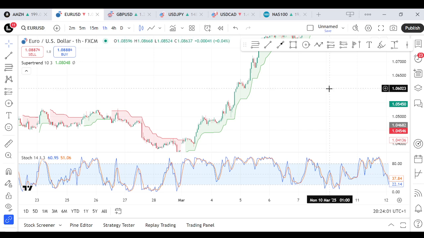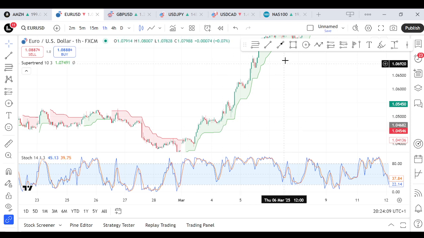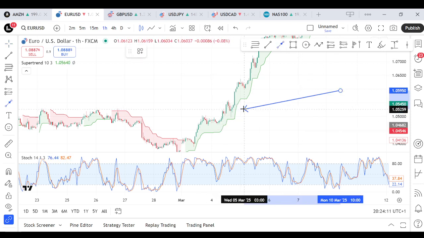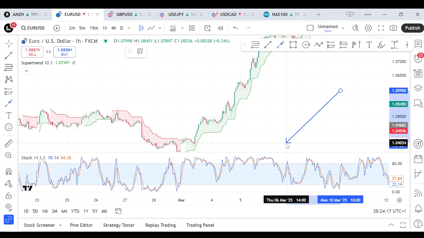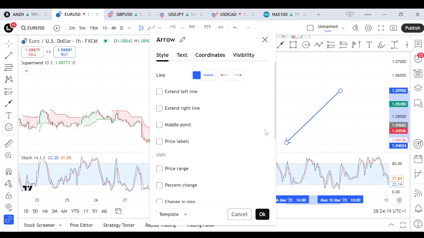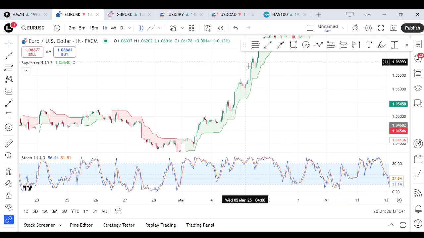First of all, what is the SuperTrend stochastic strategy? This is a trading method that combines two popular indicators, the SuperTrend indicator, which is this one right here, and the Stochastic Oscillator. I know most of us are familiar with the Stochastic Oscillator. Each of these indicators provides important information about market conditions, and when used together, they can help you identify clear trading opportunities. First, let's talk about the SuperTrend indicator.